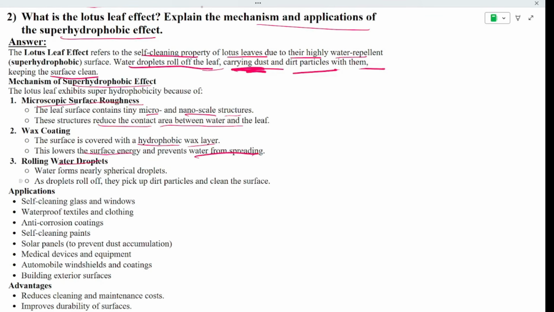Next is rolling water droplets. Water forms nearly spherical droplets. As the spherical droplets roll off, they pick up dirt particles and clean the surface. If you see the applications: self cleaning glass and windows, waterproof textiles and clothing, anti-corrosion coatings and self cleaning paints, solar panels, medical devices and equipment, automobile windshield and coating, and building exterior surfaces.